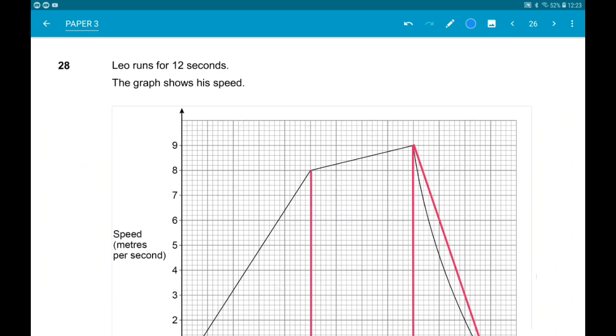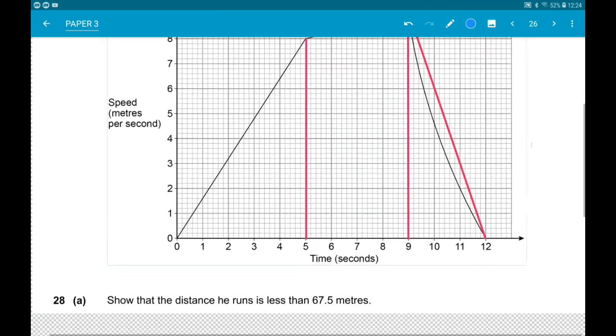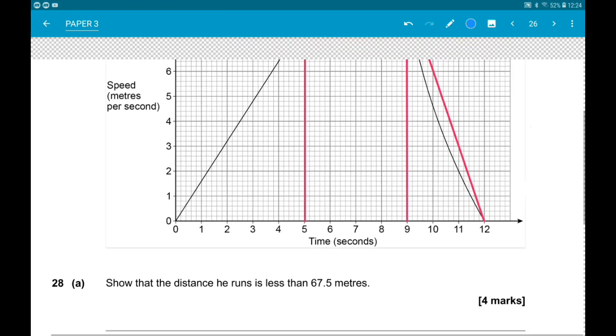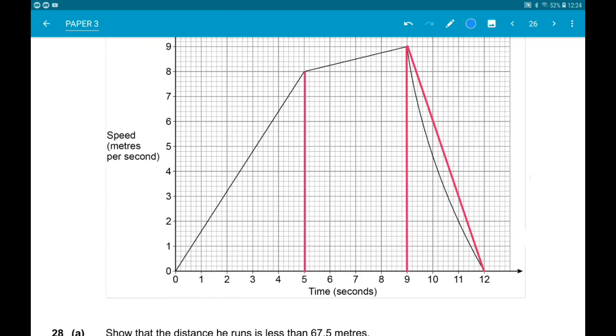28. Final question. So Leo runs for 12 seconds. The graph shows his speed. Ignore the red lines for a sec. Part A, we want to show that the distance he runs is less than 67.5 meters. On a speed time diagram, distance is the area under the graph. So we want to work out the area under the graph, although we can only work out an estimate because the last bit is a curve.